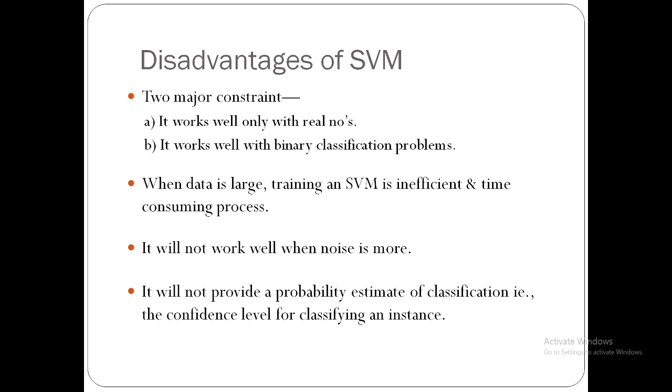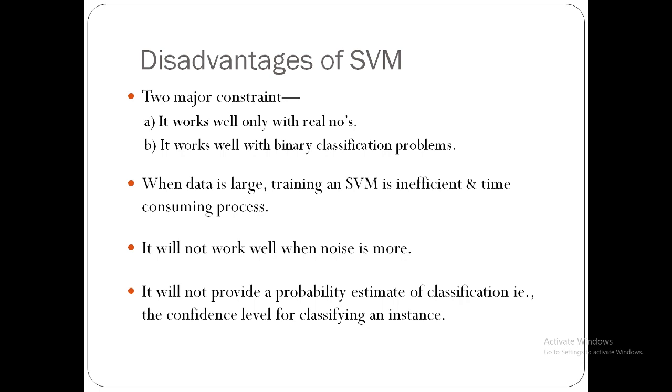Disadvantages. Here, these are the two main constraints in this SVM. It works well only with real numbers. All the data points in all the dimensions must be defined by numeric values only. It works only with binary classification problems. One can make a series of cascaded SVMs to get around this constraint.